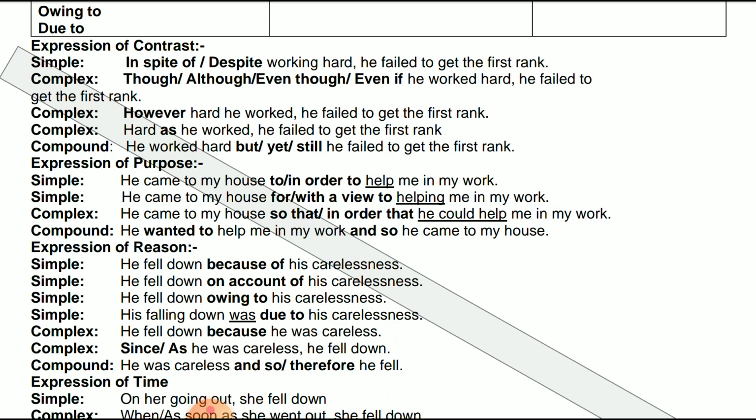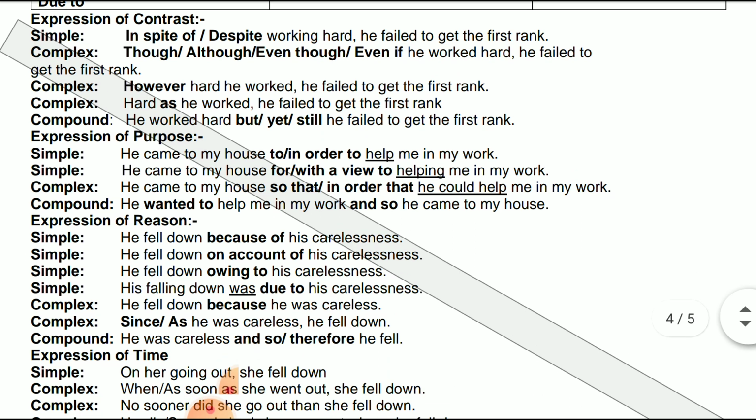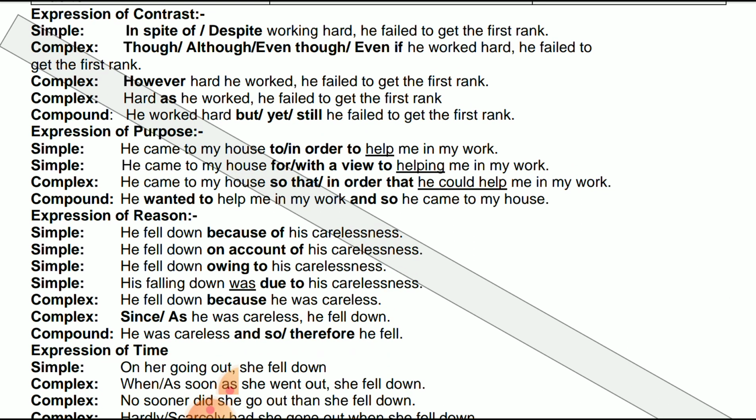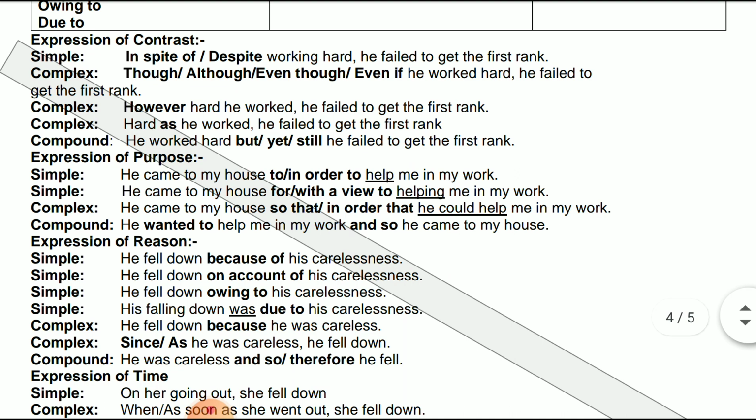As we have enlisted the subordinate conjunctions, which subordinate conjunction can be used in place of in spite of or despite to show contrast? Though, although, even though, even if. Using these, we make a sentence in which working is no longer a non-verb. Instead, we make it a verb in simple past tense, as the sentence is in past tense. So, worked hard. And then we write, he failed to get the first rank.